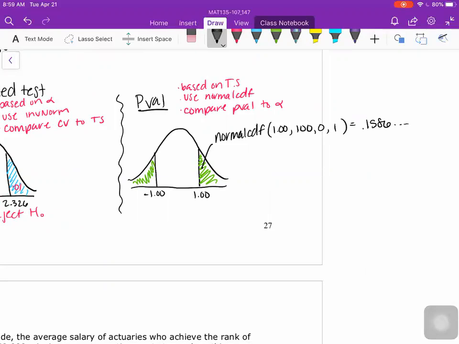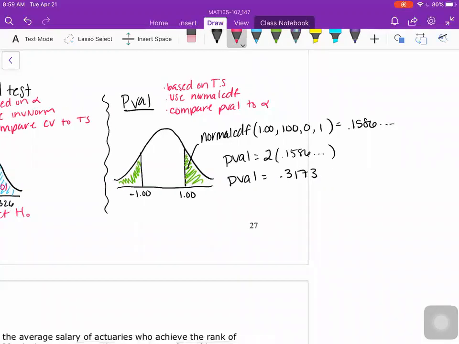So that area in just the right tail is about 0.1586, and that decimal continues. So our p-value, to find that, we're just going to multiply that value by 2. But we're going to multiply the answer that's in our calculator, not any rounded values. So our p-value is 0.3173, rounding to 4 decimal places.